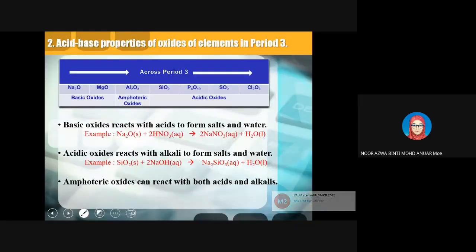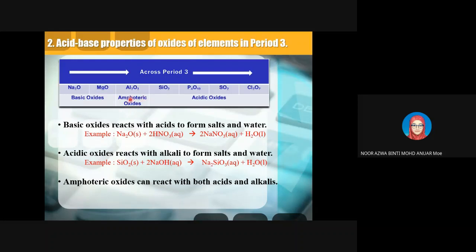Okay, acid-base properties of oxides of elements in period 3. Kalau you tengok from natural, magnesium ni basic oxides, maksudnya bersifat base, alkali, alkaline ya, because dia pun metal, alkali metal. Okay, kumpulan yang alkali lah. For aluminium dia amphoteric oxides.